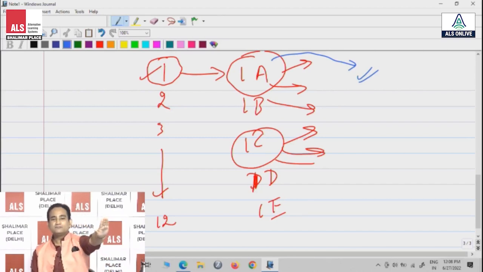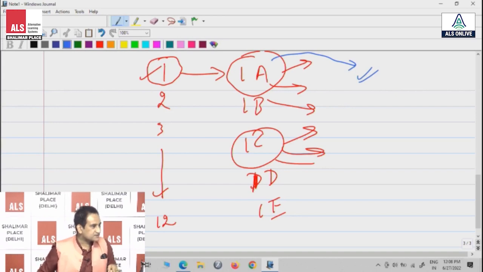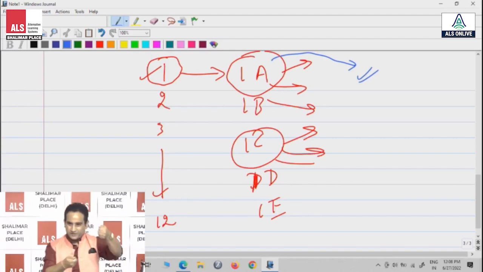What will we do? Topics, subtopics, and then subtopics would be divided into different dimensions, and we will understand those dimensions and we will write some points in different dimensions. Your notes would be ready-made.